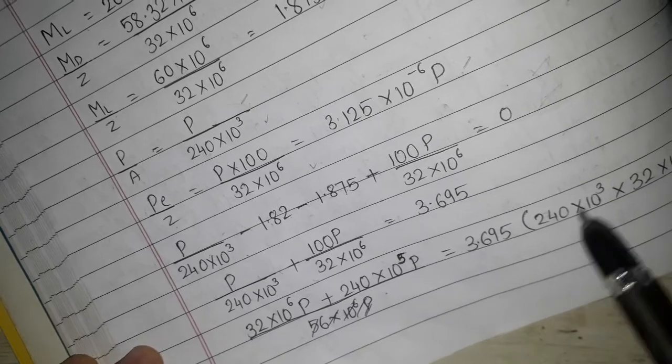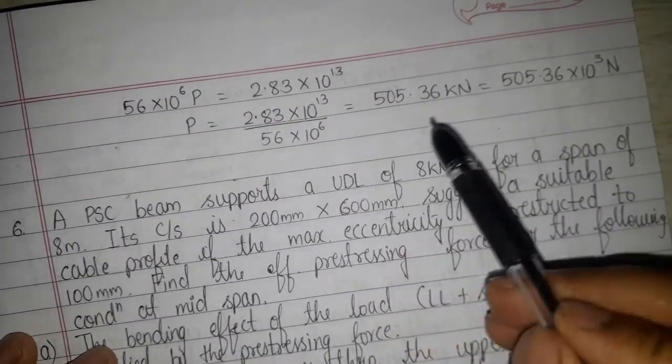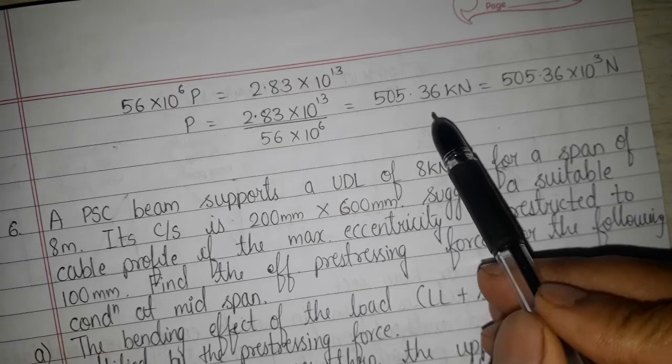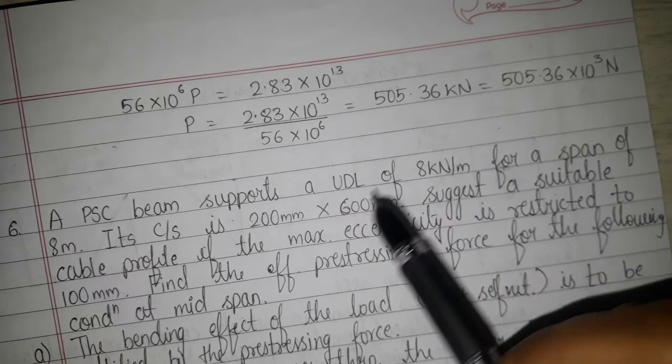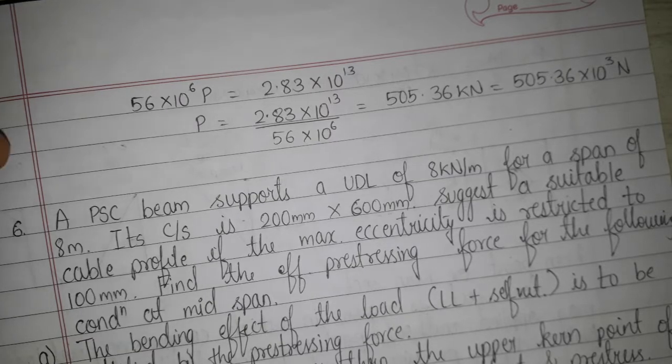So from this you have to calculate P. Okay, so the P is calculated here, and you have got it as 5.36 kilonewton. Understood? So this is the calculation for P. So now let's move on to the next problem.